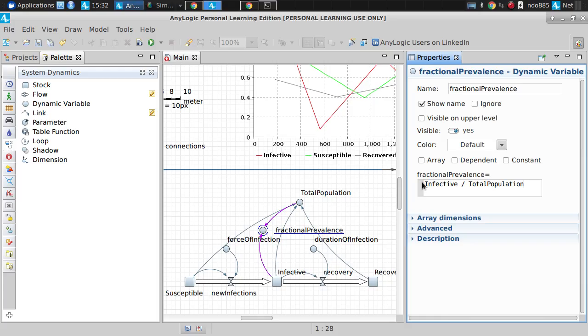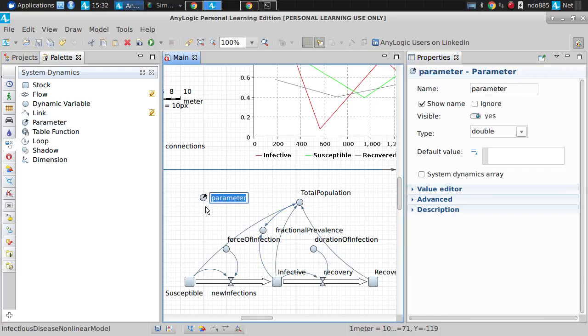Now comes a formula that we're going to decompose into pieces. Before I do that, I'm going to put in a parameter, and this parameter is going to be mean contacts per hour for someone in the population.